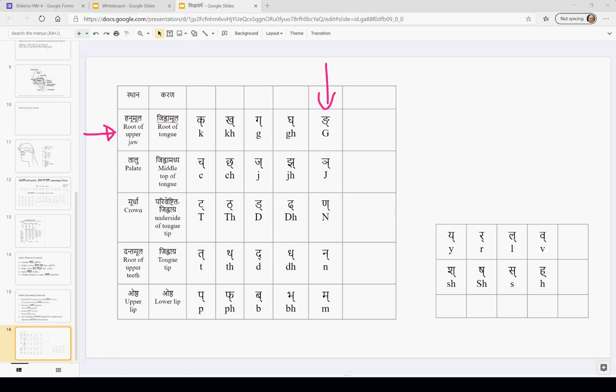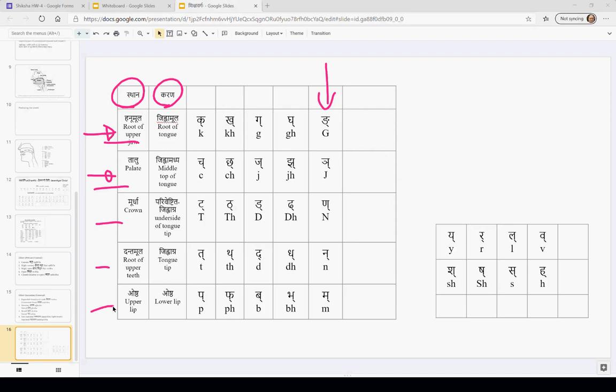So each line, let me just quickly repeat here. The basis of putting these different sounds on different lines is the sthanam and the karanam, the position and the actuator. The sthanam or the position is for each line written here. The sthanam is where the air is stopped, because these first 25 are all the stops. The air is stopped or blocked in the oral cavity. So these 25 stops.